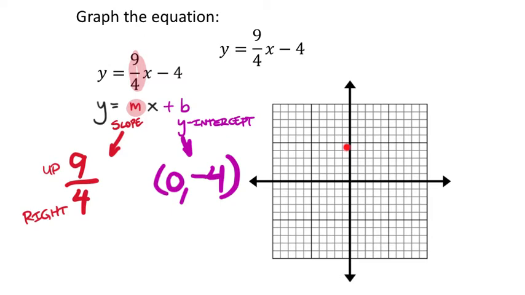So I start from the origin. It's on the y-axis, by the way. That's this vertical number line, not the x-axis. I start at the origin, I go down 4. 1, 2, 3, 4. So that is where my ordered pair (0, -4) is right here, okay?